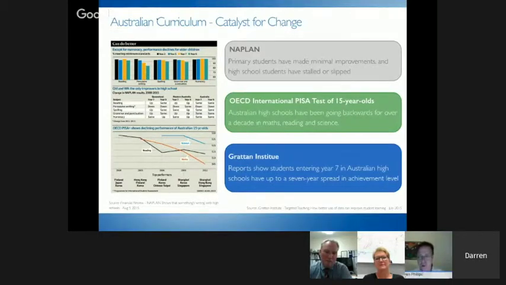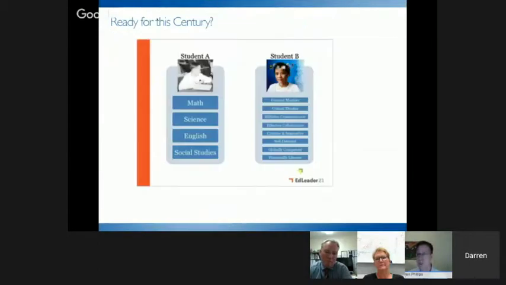Here's the curious thing, however, particularly in innovative Australian schools. This focus on Australian curriculum has provided a catalyst to make changes to get our kids ready for this century. And we know that it's not good enough anymore just to be a master of content. We know in this century we desire so much more for our students.